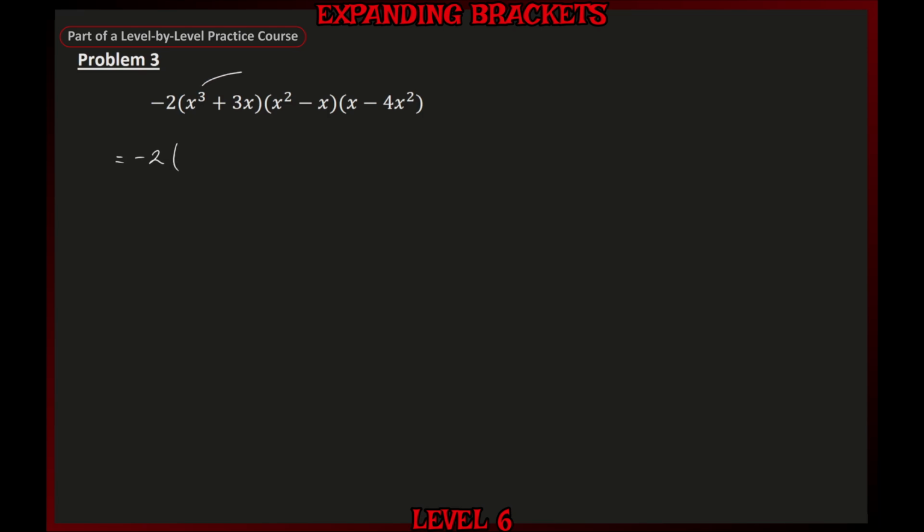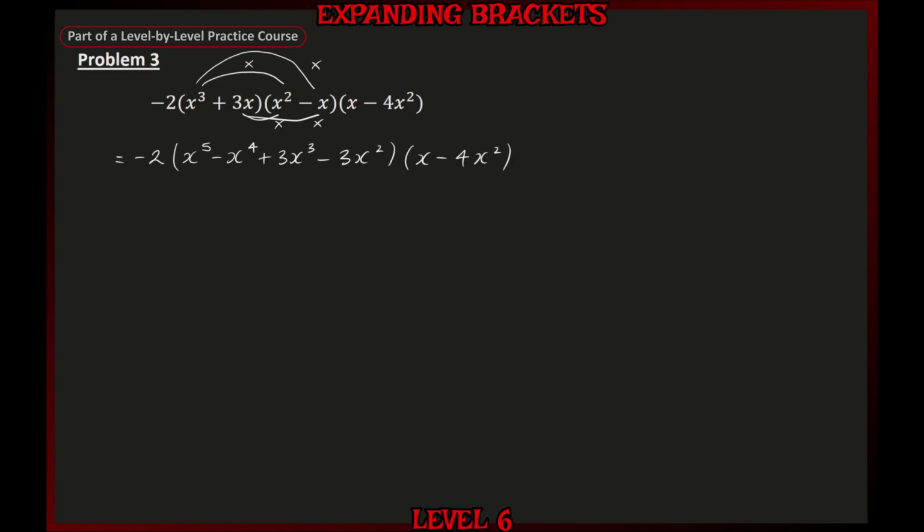So we have x cubed multiplied by x squared, and we're going to have to use our laws of indices here and add those powers together. So we get x to the power of 5, x cubed multiplied by minus x, so that's minus x to the power of 4, 3x multiplied by x squared, so that's plus 3x cubed, and 3x multiplied by minus x is minus 3x squared, and that's still being multiplied by the final bracket, x minus 4x squared.